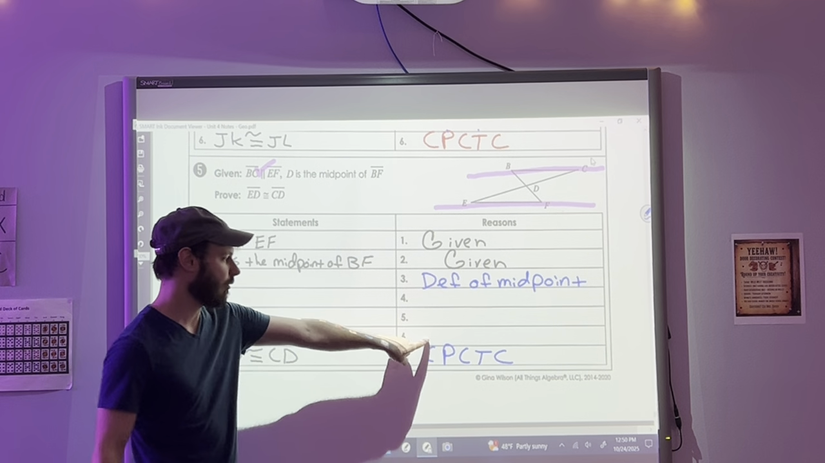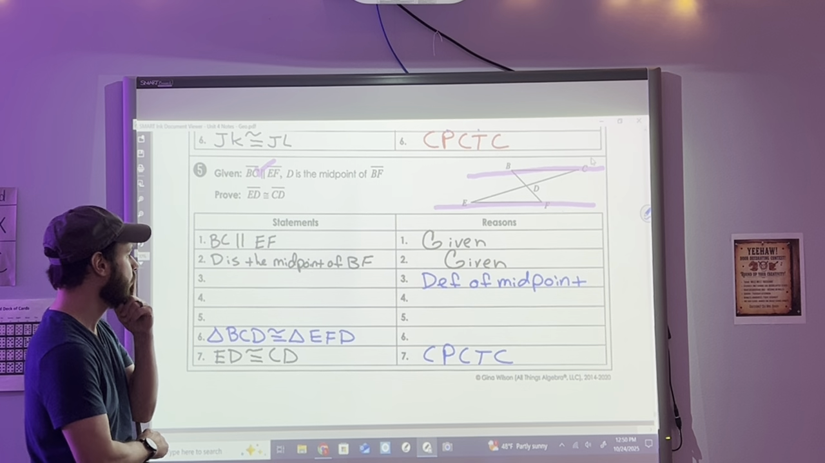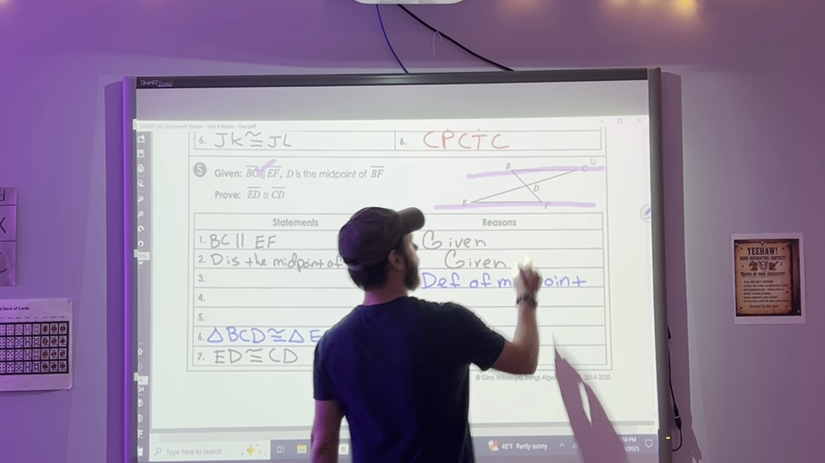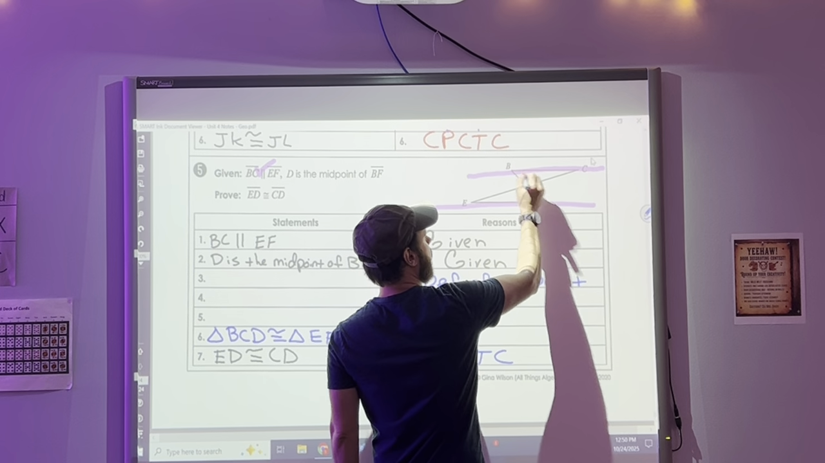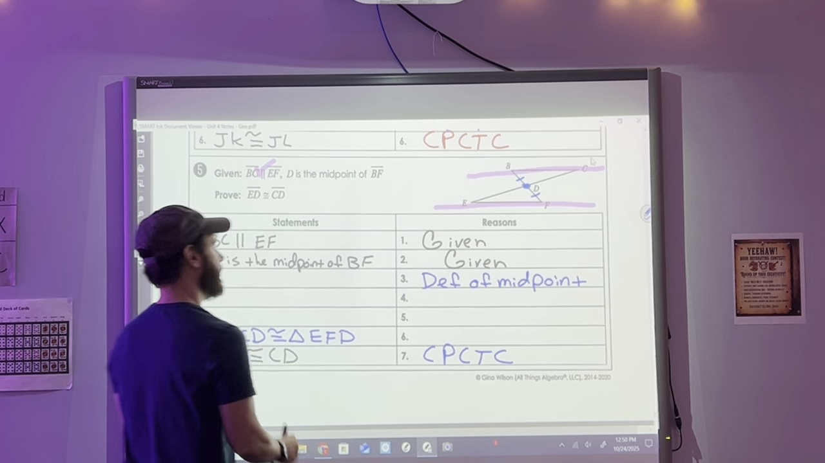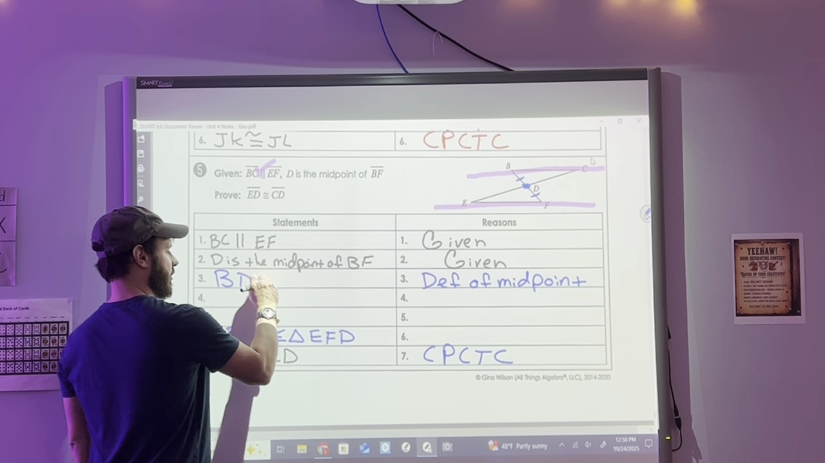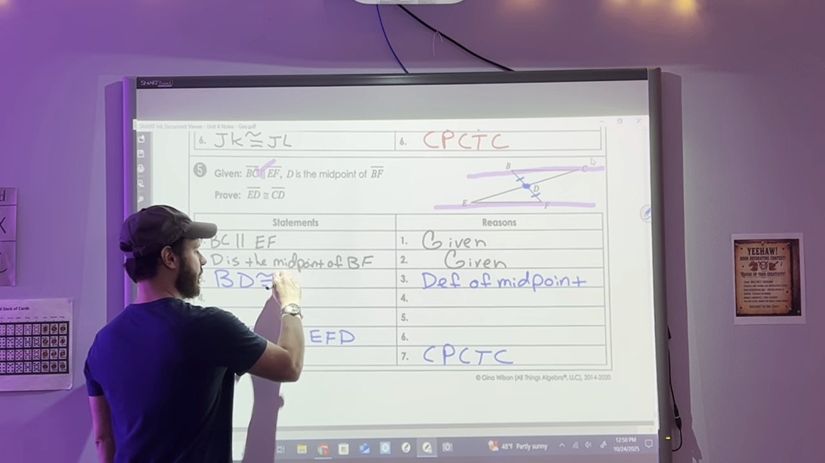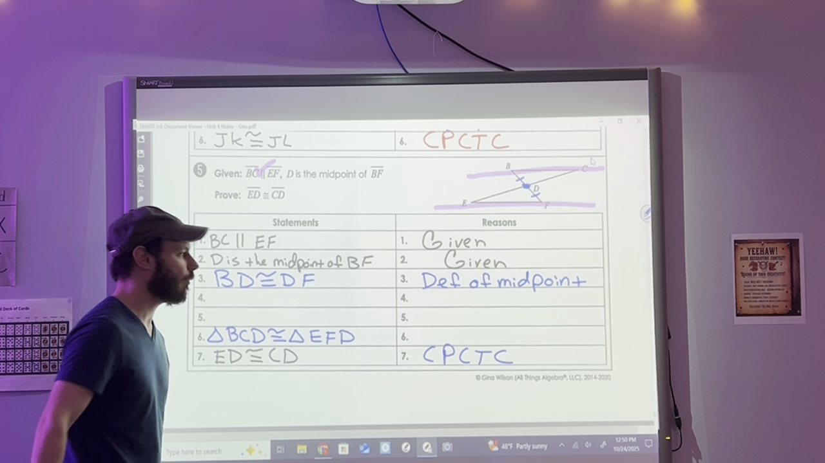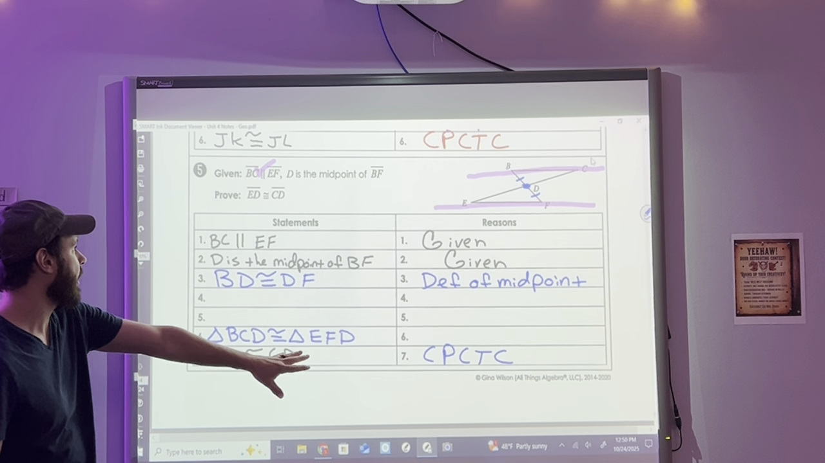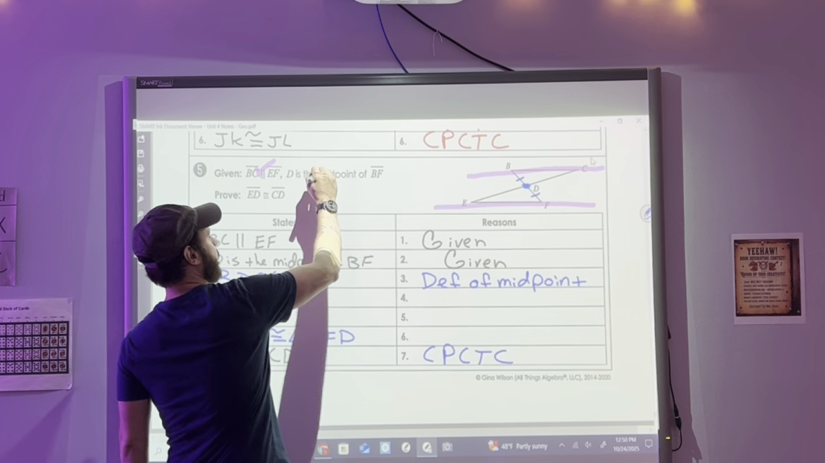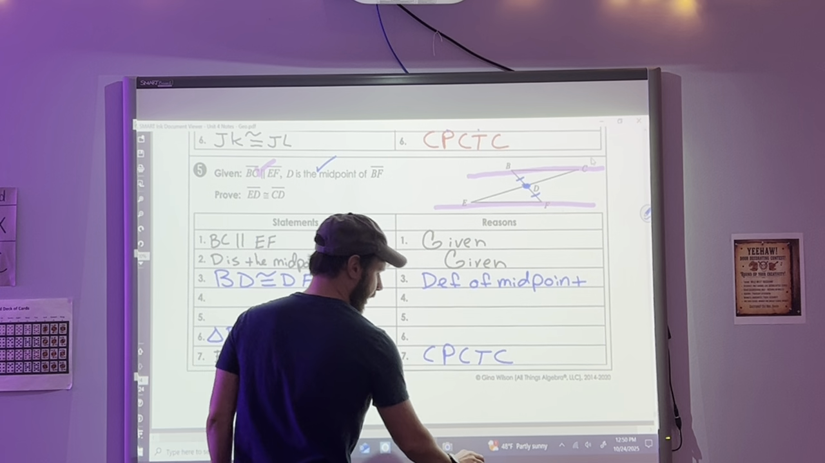Okay, don't know that yet. But D is the midpoint of BF, so I'll say that BD is congruent to DF. Wonderful. Now I just have this left. It gave me parallel lines for a reason.